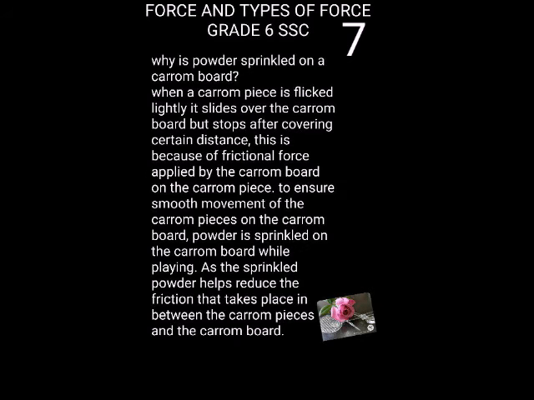Why is powder sprinkled on a carom board? When a carom piece is flicked lightly, it slides over the carom board but stops after covering a certain distance. This is because of frictional force applied by the carom board on the carom piece. To ensure smooth movement of the carom pieces on the carom board, powder is sprinkled on the carom board while playing, as the sprinkled powder helps reduce the friction between the carom pieces and the carom board.